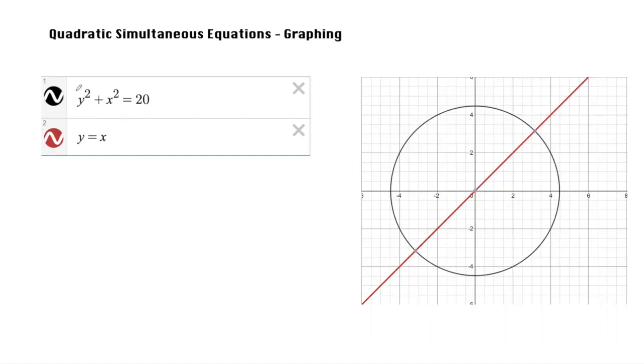And then just to remind you, this is a circle, but that is also a quadratic equation. So you can have a quadratic there, and then the solutions here would be there, and the solutions here would be there. So if you get given a graph, the solutions are just where they cross over.